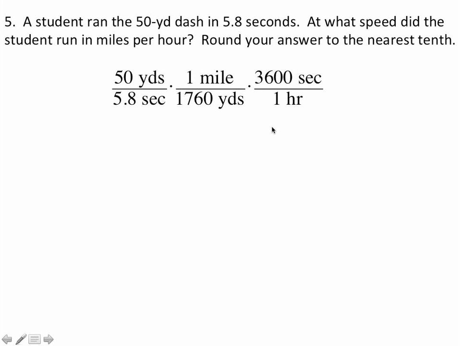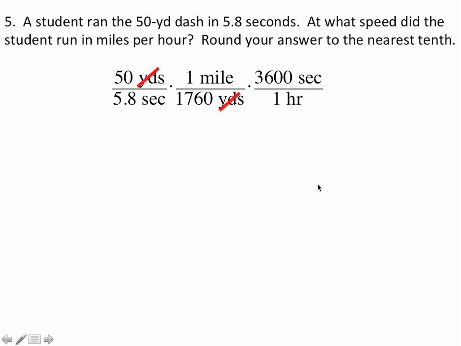Well, I also know that 3,600 seconds is 1 hour. 60 times 60. Right? 60 seconds in 1 minute, 60 minutes in 1 hour would be 3,600 seconds. Okay? And what I'll have here is seconds to cancel these seconds. So all I'd be left with on the bottom is hours, and on the top all I'd be left with is miles. So then I'd have miles per hour.